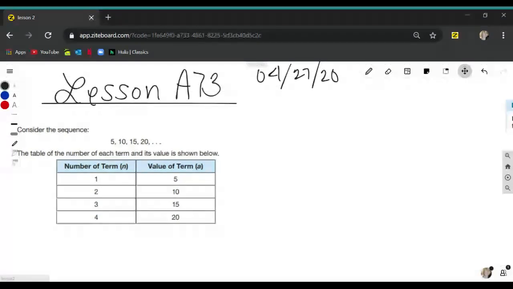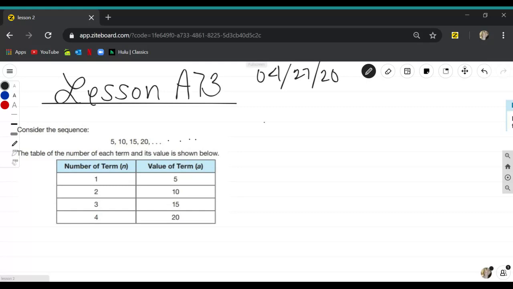is going to be on lesson 873 of your Saxon, and we're going to go ahead and look at this example. It says, consider the sequence of 5, 10, 15, 20, and then dot, dot, dot, meaning it'll go on forever or until it says stop somewhere. So the table of number of each term and its value is shown below. So the number of term n is 1, 2, 3, 4, and the value of term A is 5, 10, 15, 20.